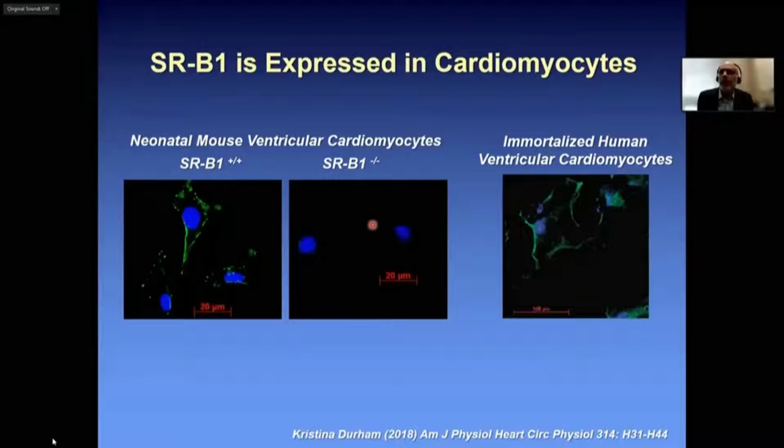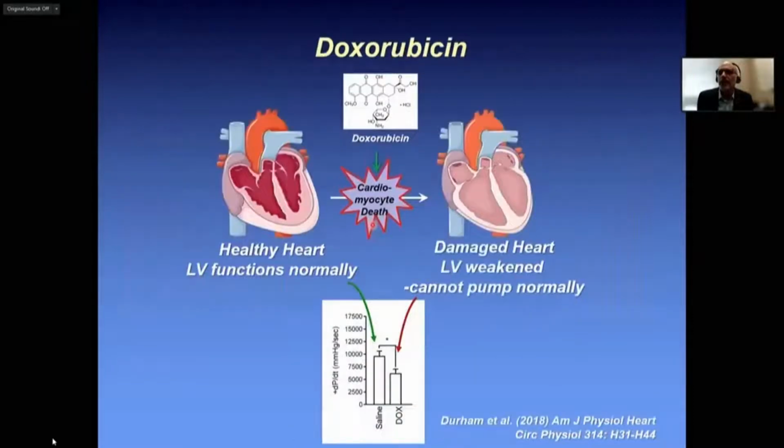So she wanted to look at whether HDL could protect cardiomyocytes against stress-induced cell death. And she chose to look at doxorubicin, which is a chemotherapeutic agent used to treat a variety of cancers, but which has a major side effect of cardiotoxicity. So in patients treated with doxorubicin, many years after doxorubicin use, they tend to develop cardiac damage leading to heart failure. So this involves a weakened left ventricle, which means the left ventricle cannot pump properly.